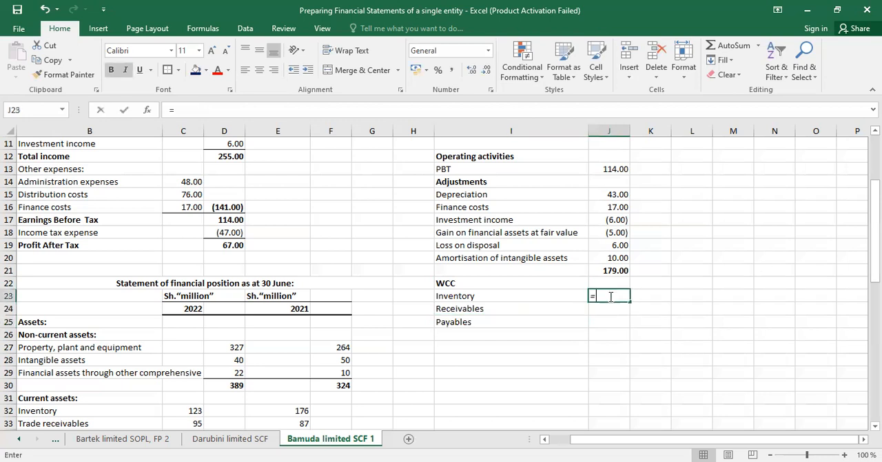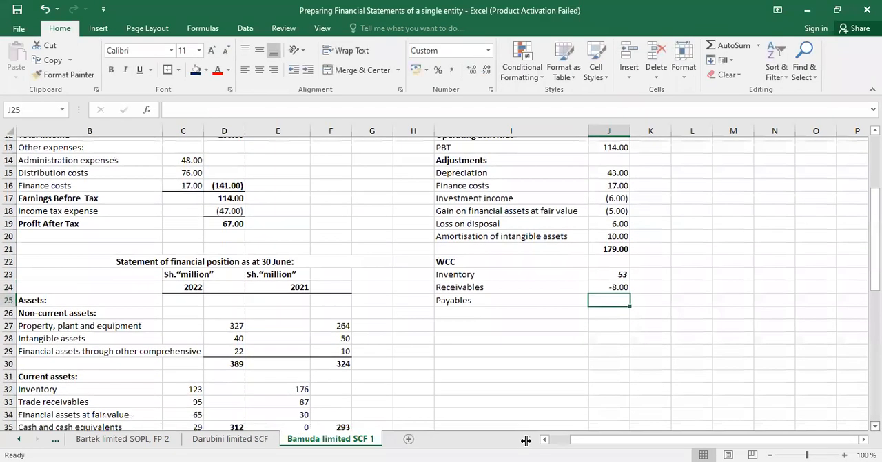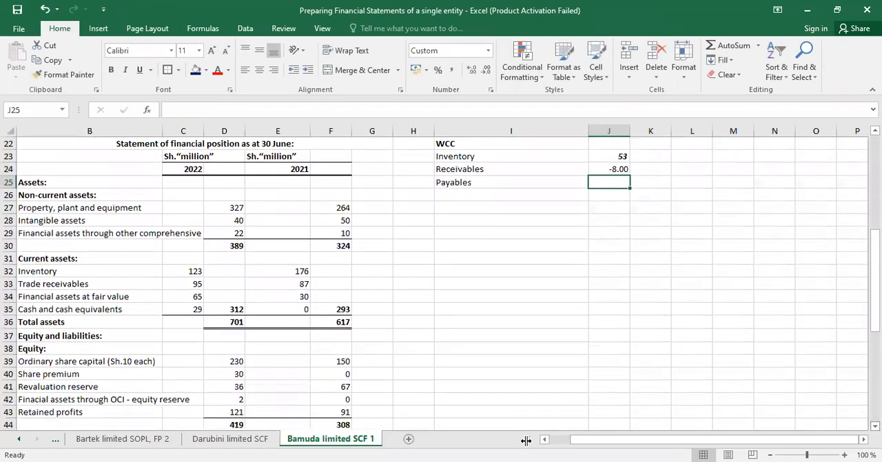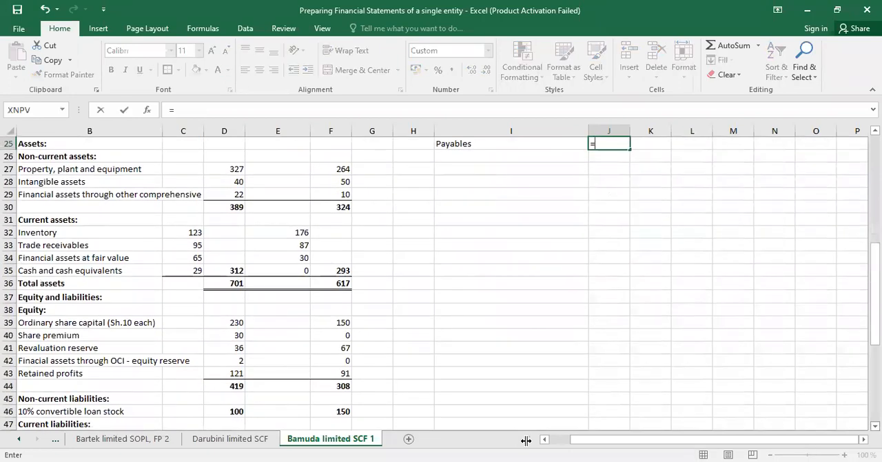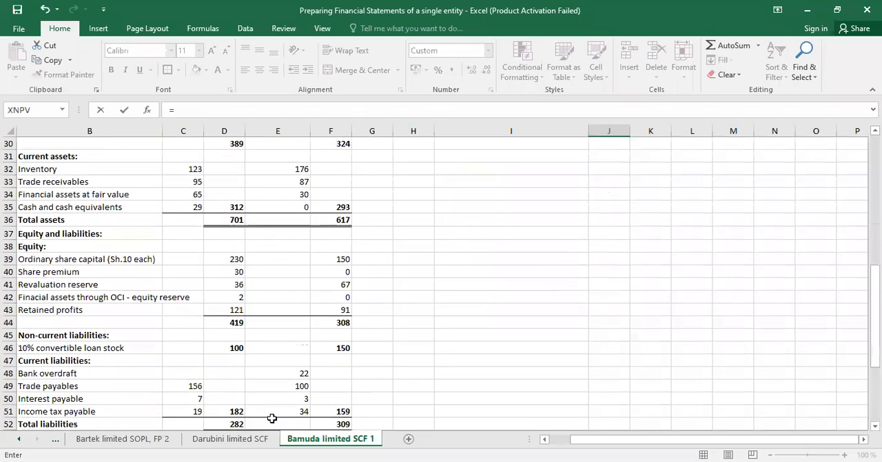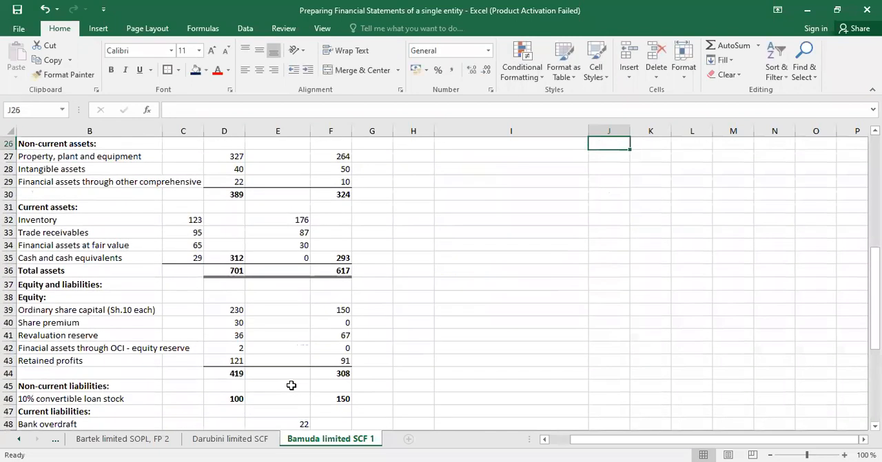Isn't it? Equal sign. Inventory, is it an asset or liability? Asset. So previous value, no adjustment, minus current value. Receivables, asset. Isn't it equal? Previous value minus current value. So I'll start with the equal sign when I go down. So payables, remember here is 2022, isn't it? So current value minus previous value. We go back.